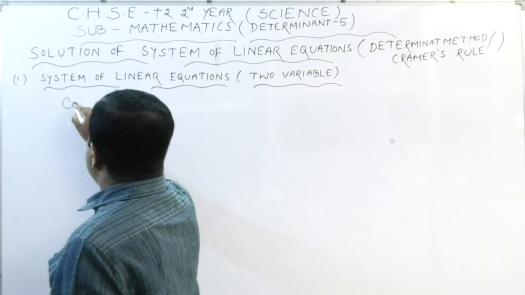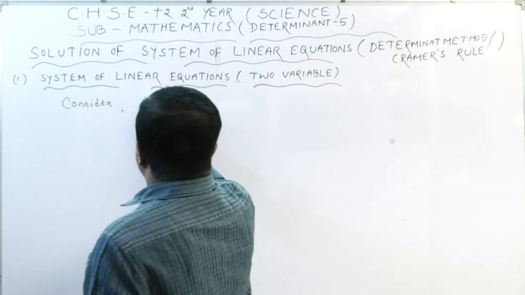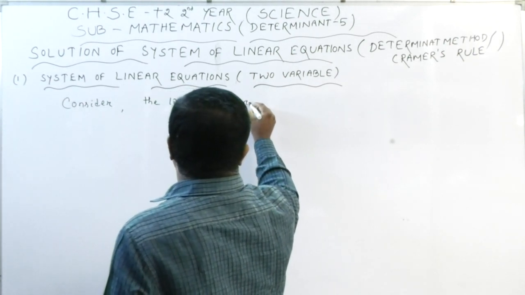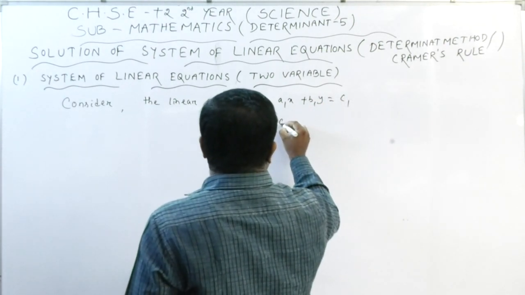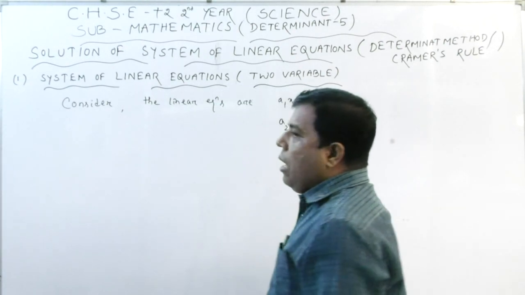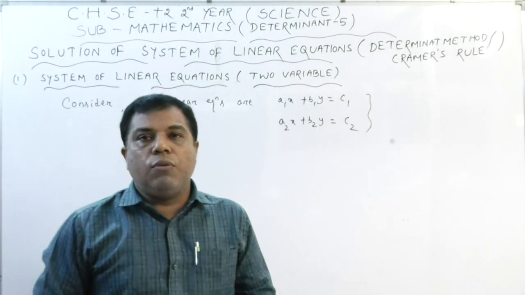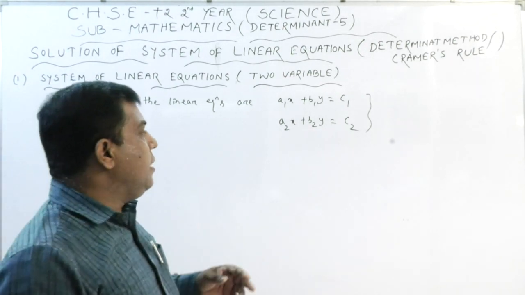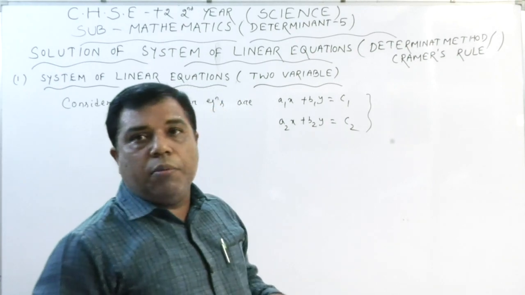Consider the linear equations a1x plus b1y equal to c1 and a2x plus b2y equal to c2. Now we have to solve these two equations, and solve means we have to find the value of x and the value of y. So how can we get the value of x and y? By using Cramer's rule, or we can say by the determinant method.